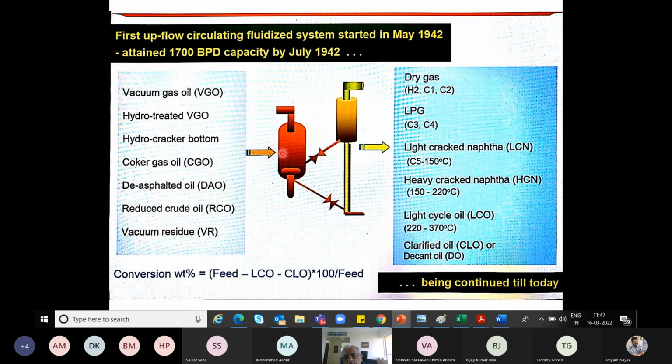So if you ever try to do a material balance on the FCC unit, in terms of feed coming in, 1 million ton per annum, let's say, and the products going out, you will find that the products are roughly 6 to 7% less as compared to what goes in. Because 6 to 7% of the feed in terms of coke gets deposited on the catalyst and gets burnt in the regenerator. And that's how it provides the heat to overcome the endothermicity in the reactor.